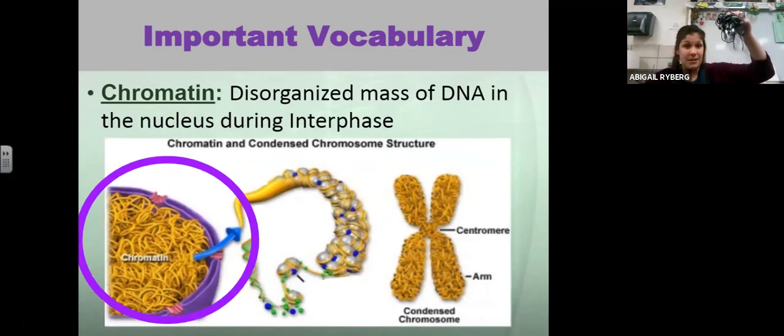Chromatin is now this. Okay, so that cell now enters interphase, starts functioning like a normal cell. And so the DNA kind of decondenses and relaxes into chromatin. So chromatin is the disorganized mass of DNA in the nucleus during interphase.